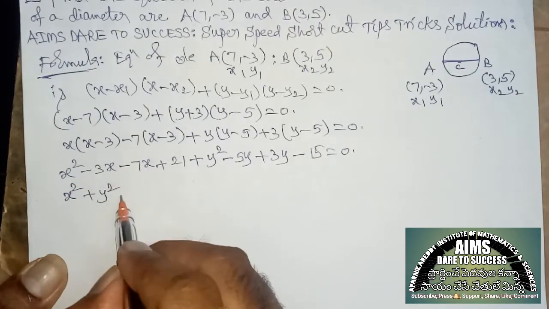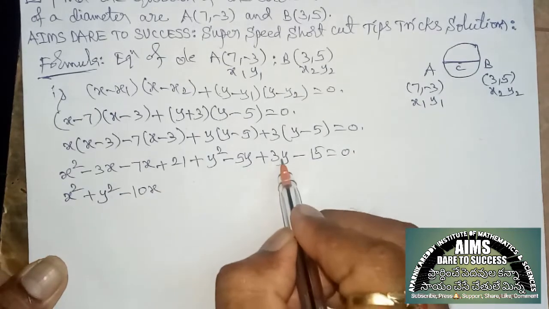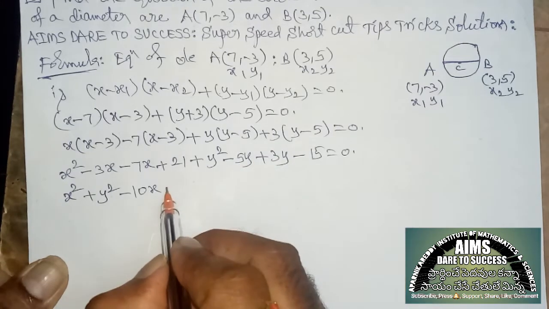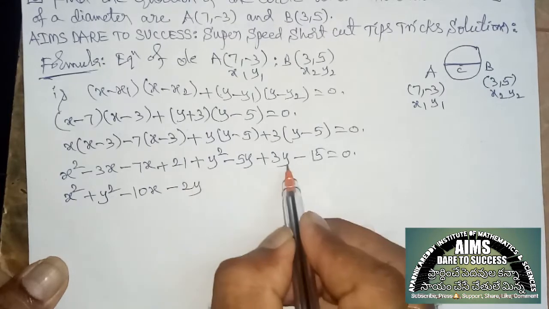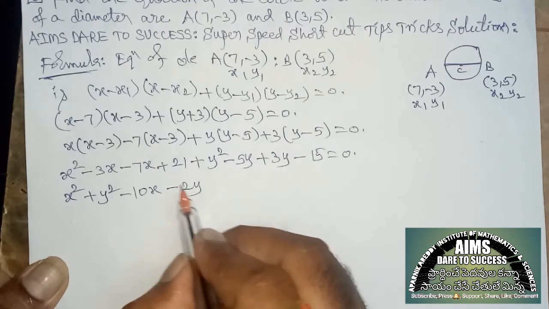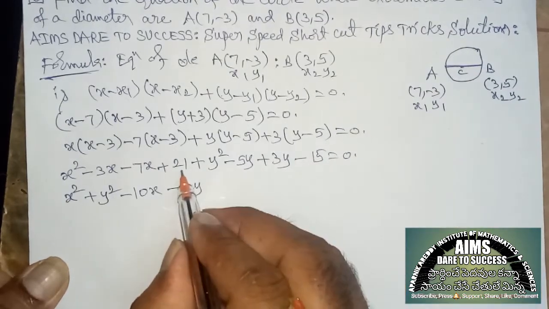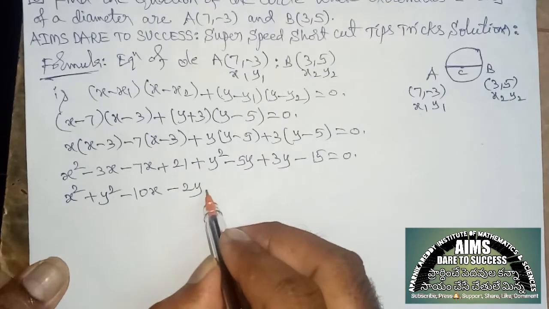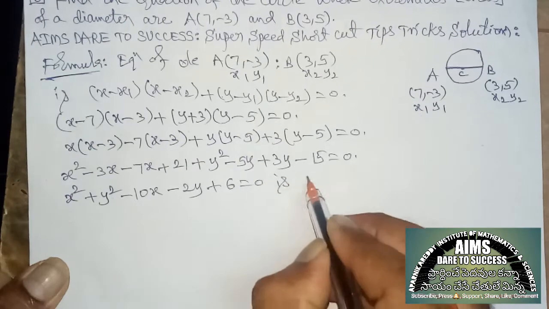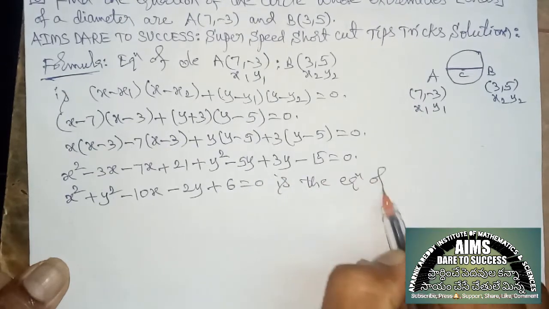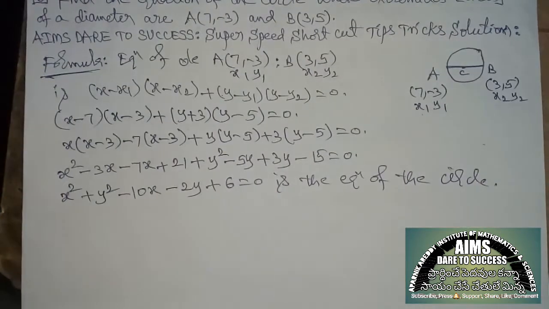Next, normal simplification, and rewriting serially, we get x square plus y square. Next x terms: minus 3x minus 7x is minus 10x. Next y terms: 3y minus 5y. Small number minus big number is negative symbol, so 5 minus 3 is 2y, so 3y minus 5y is minus 2y. Next constant terms: 21 minus 15. Big value minus small value is plus, 21 minus 15 is plus 6. So x square plus y square minus 10x minus 2y plus 6 is equal to 0, the equation of the circle.